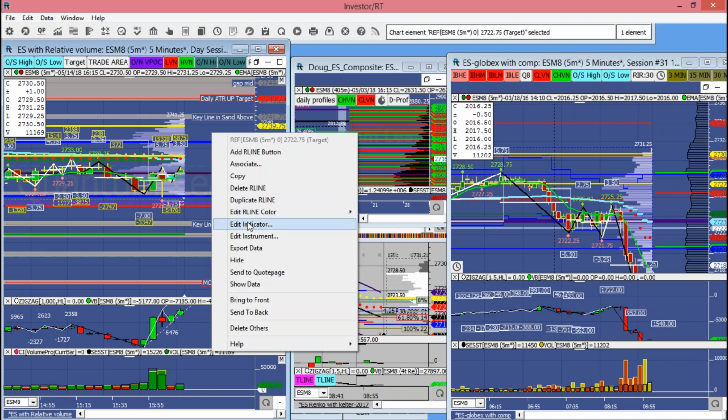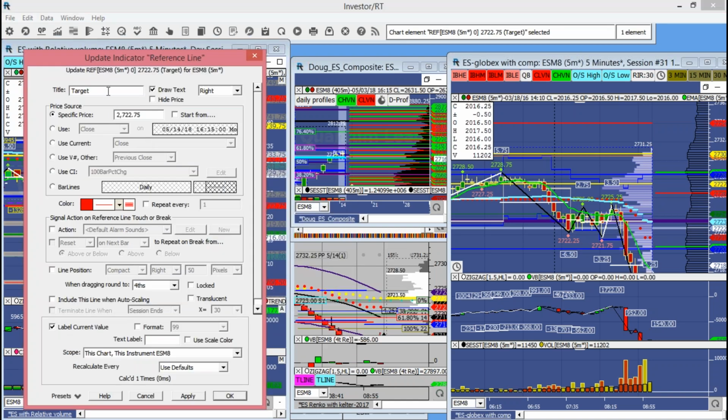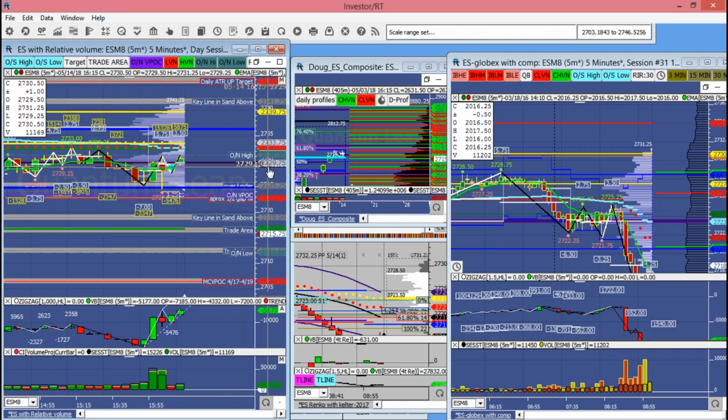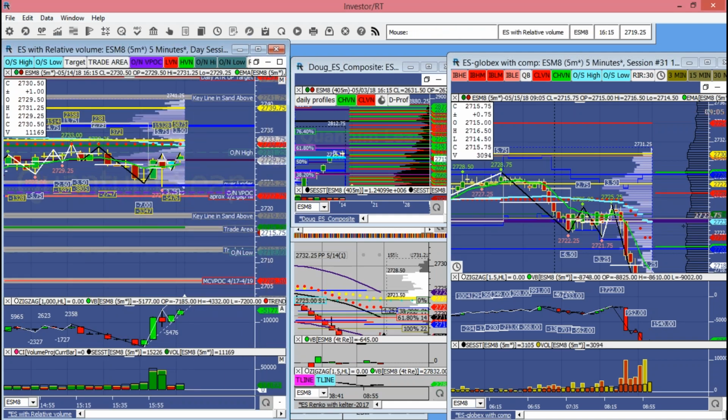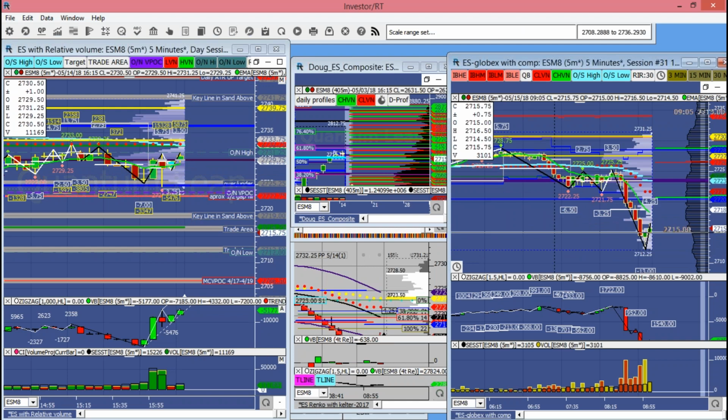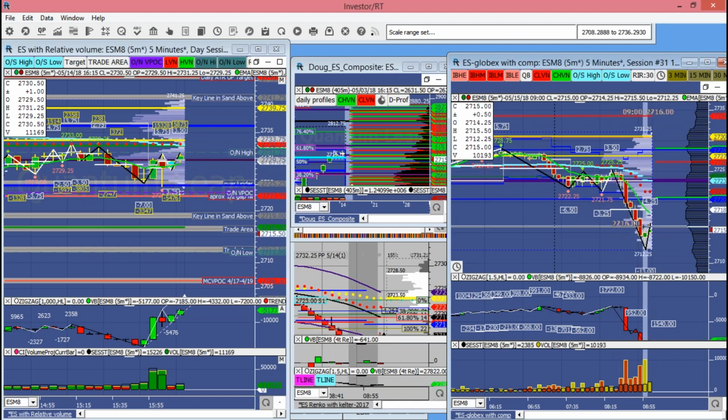And that's right near the naked VPOC, or the Globex VPOC. And I'll just put approximate because I have to adjust it. Okay, so hypotheses. Hypo 1, we've had a contextual change and a move down on news.